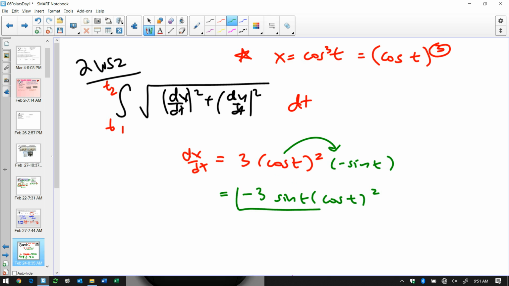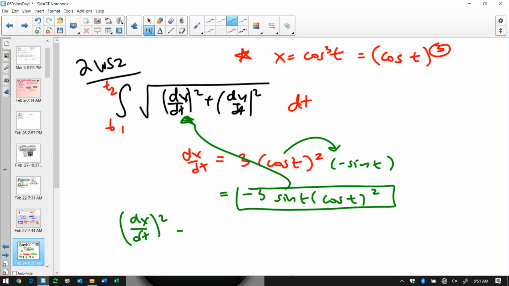Okay, you would stick this whole thing, wow, into there. And then you'd have to square this. Okay, so when you have dx/dt quantity squared, negative 3 squared is going to be 9, sine squared is just going to be sine squared, and cosine t squared is now to the fourth. Everybody good with that? So it's a little tricky, and I think the dy/dt might be a little bit tricky too. So just be careful on that chain rule.